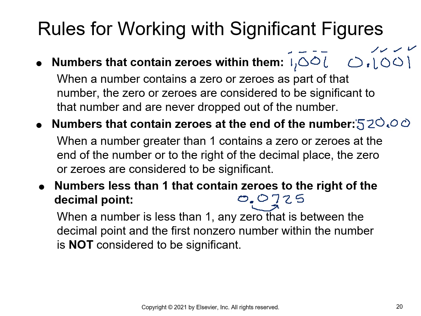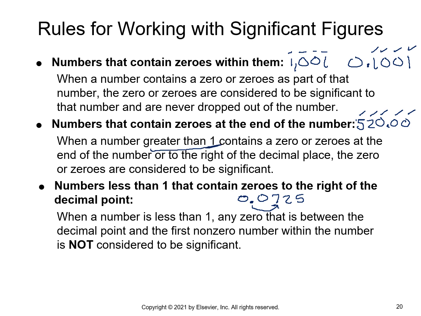Now, numbers that contain zeros at the end of the number, like this example, 520. If that number is greater than 1 and it contains zeros, the numbers to the right of the decimal place are considered significant. So this particular example would have 5 significant figures.